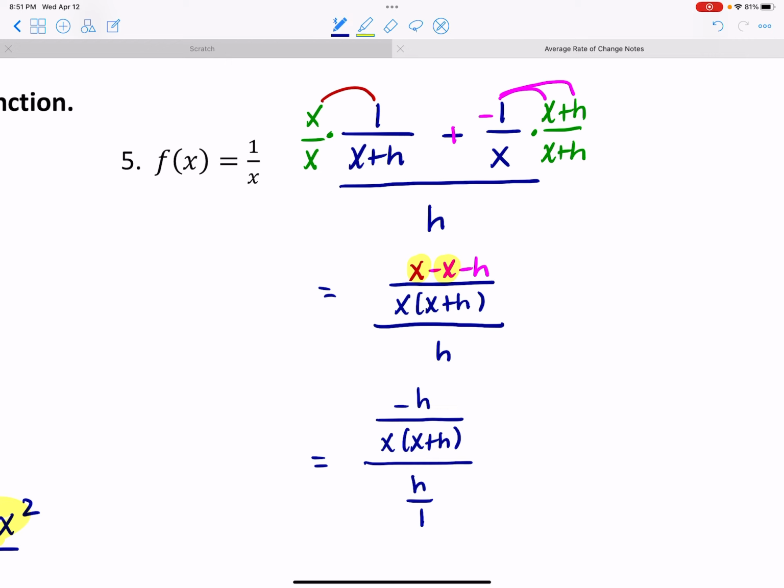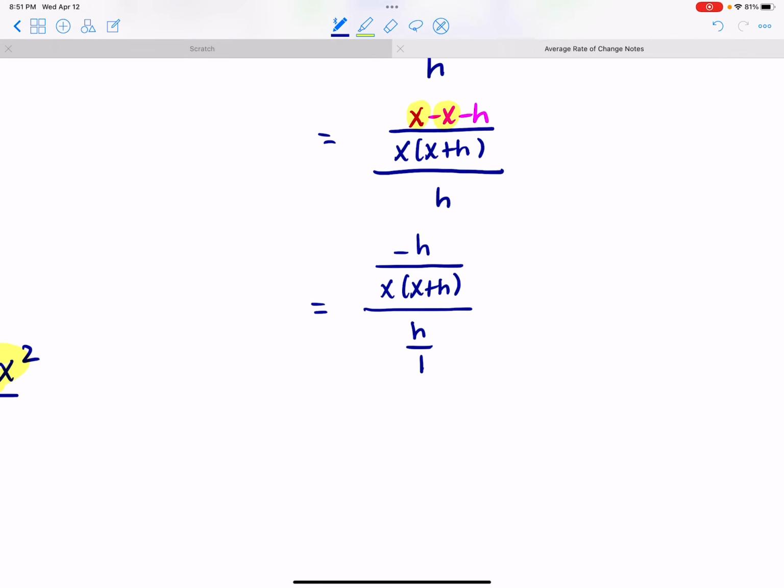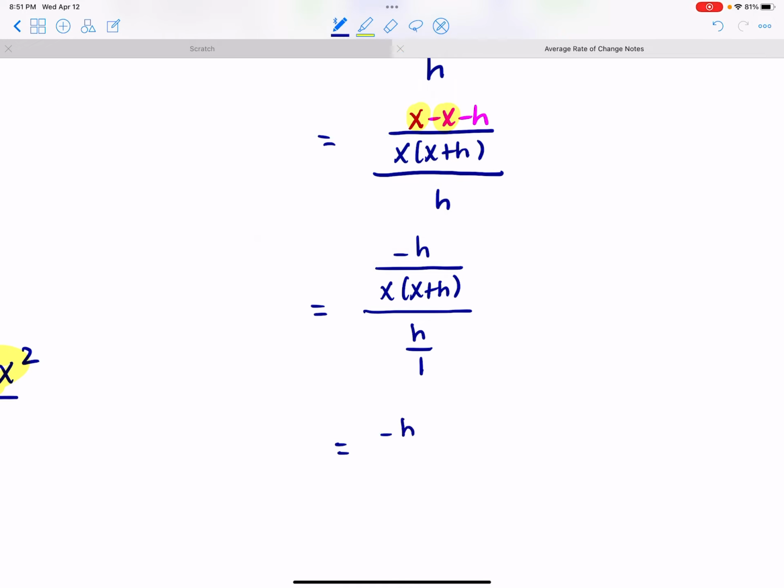Then I have one fraction divided by one fraction, so I can multiply by the reciprocal. So this is going to be equal to the negative h over x times x plus h, which is going to stay. So I keep that top fraction the way it is. I change the division in the middle to multiplication, and I'm going to flip that second fraction so it becomes 1 over h. And then my h's are going to reduce. And so I'm left with my final result.